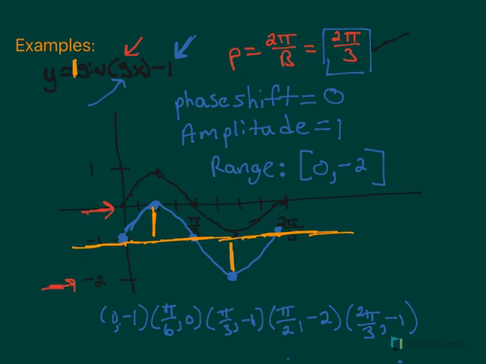So 5 key points, period, phase shift, amplitude, range. We have our 5 key points. We have our period listed. We have the phase shift. We have the amplitude. And we have the range. Those are going to be some common questions that you might be asked, plus graphing a good graph of one of those fundamental cycles.